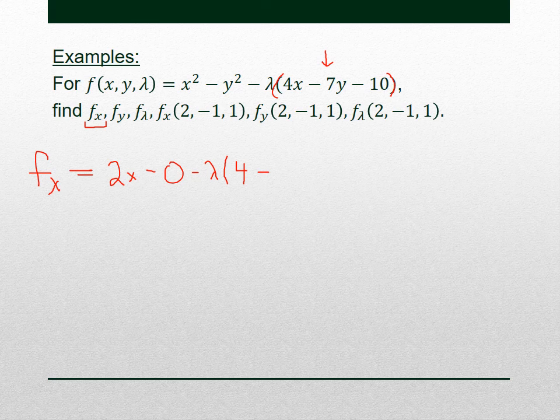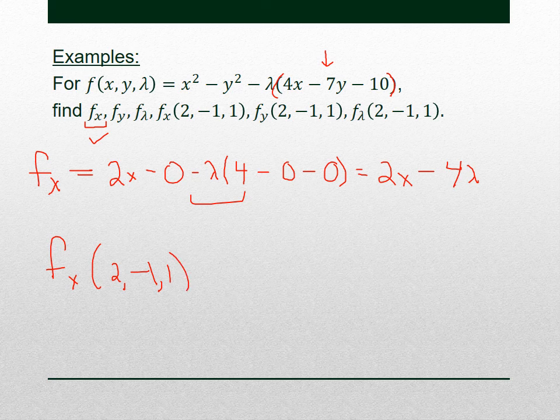Okay, so the partial derivative of 4x with respect to x is just a 4. Then we have a minus 7 times y, but we're taking the partial derivative with respect to x, so we treat y as a constant. So 7y is still a constant, so the partial derivative of a constant would be 0. And then minus 10, that's obviously a constant. We take the derivative and we get 0. So what are we left with here? That's our whole partial derivative. We have a 2x floating around. And we've got a minus lambda times 4 here, so that's minus, I'll just write 4 lambda.